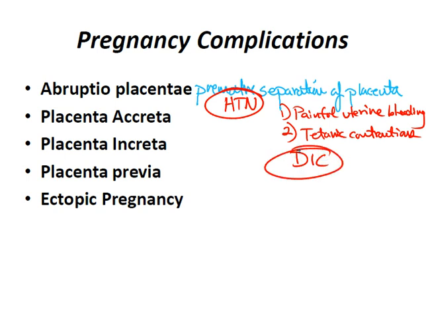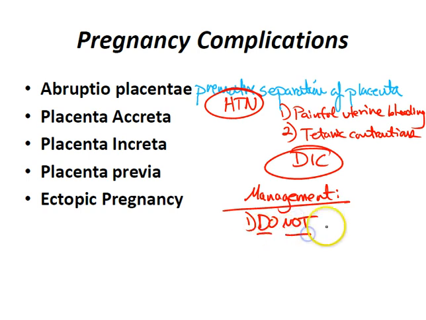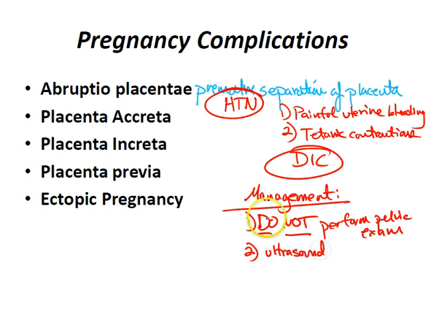So how do you manage this? You do not perform a pelvic exam. So the management, let's go into boards 2 because this is where this is usually asked. Do not perform a pelvic exam. How do you diagnose it? You diagnose it with an ultrasound. And you must deliver the baby immediately because there is a high mortality rate, okay? So that is abruptio placenta.